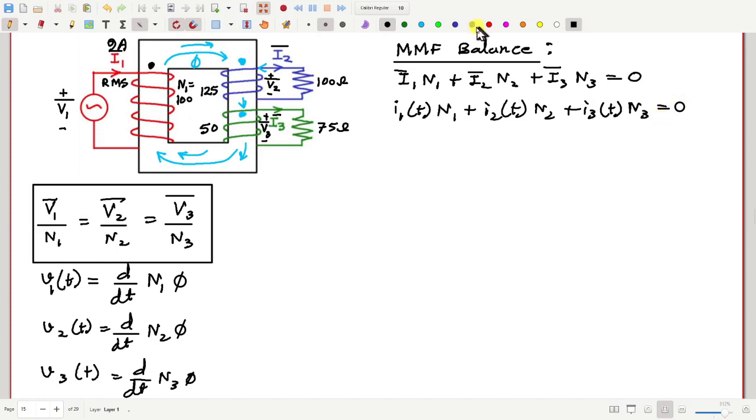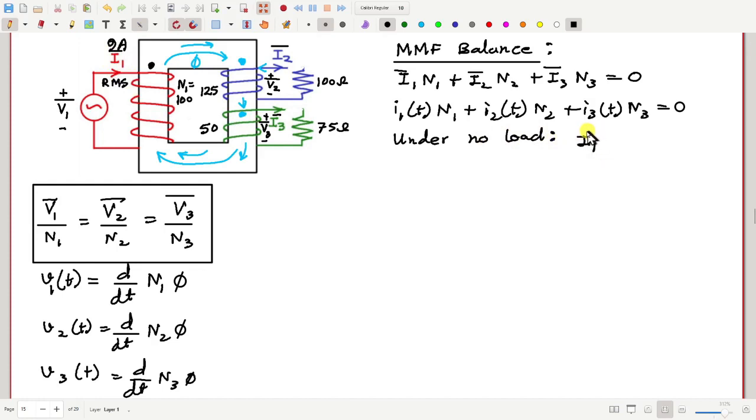Can anyone explain this? Why is it required? Anyone would like to try? No one? Okay, suppose when these loads are not there, under no load, when secondaries are open, how much is this current I1?